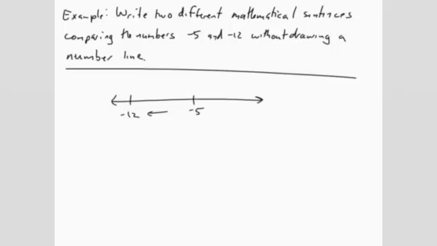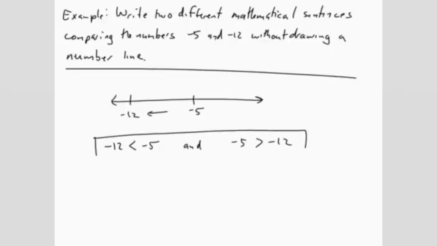Negative 12 is to the left of negative 5. And negative 5 is to the right of negative 12. So negative 12 is less than negative 5, and negative 5 is greater than negative 12.